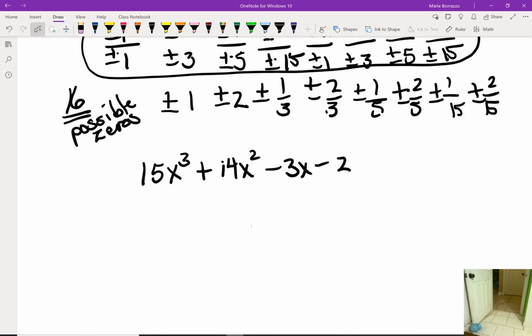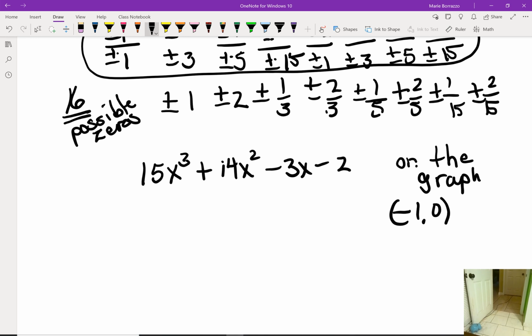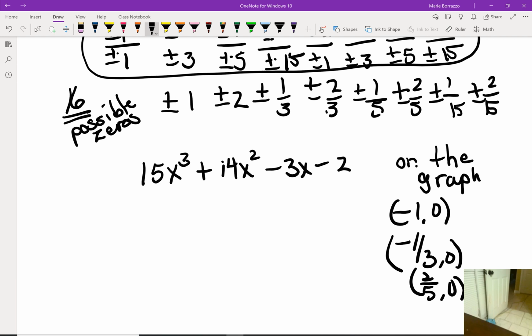So I want you to notice that on the graph, and I want you to make this connection, please. So on the graph, we saw negative 1, 0 as one of the zeros of the equation. We saw negative 1/3, 0 as the second one. And we saw 2/5, 0 as another one of the parts of the equation. So let's test this theory with division. You did learn division. We did talk about division.